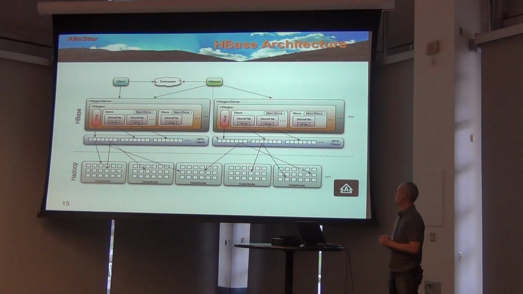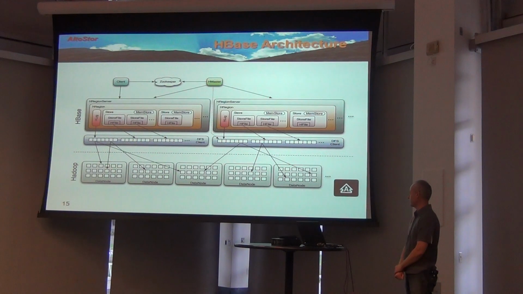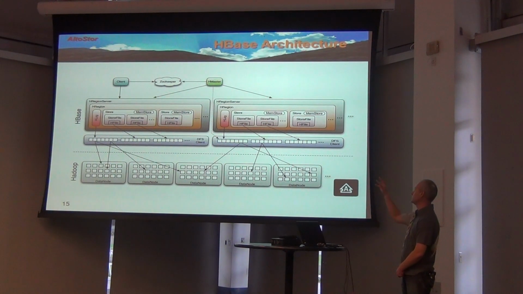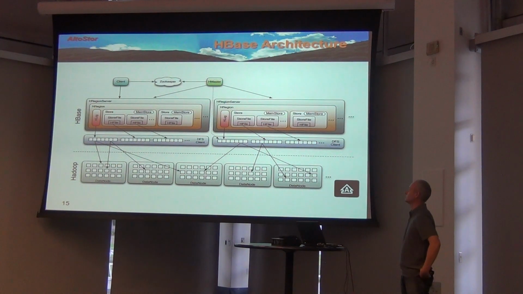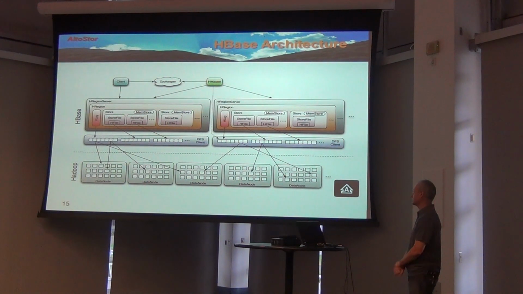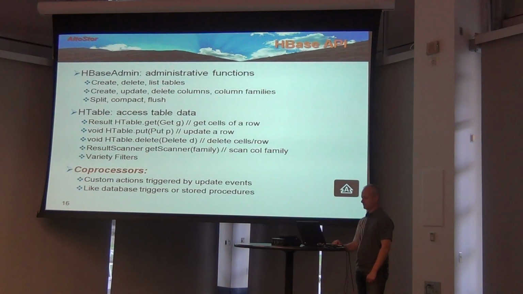So this is a pretty convoluted diagram with lots of implementation details. For us, it's important to see that there are multiple region servers in HBase. The region servers store regions, and regions are stored in a reliable distributed file system, HDFS in our case, as files.